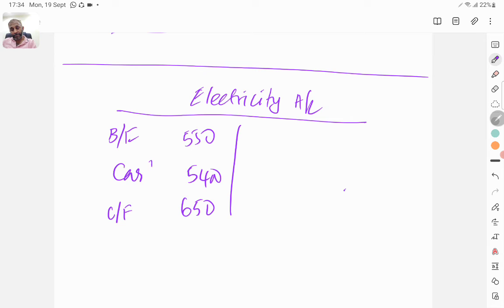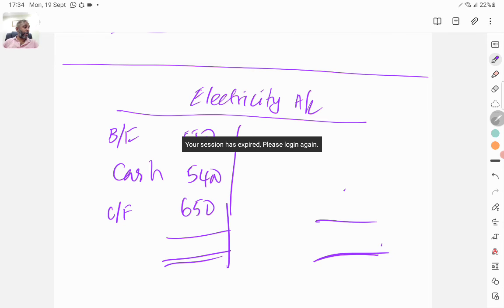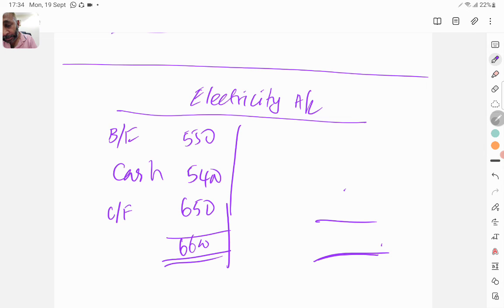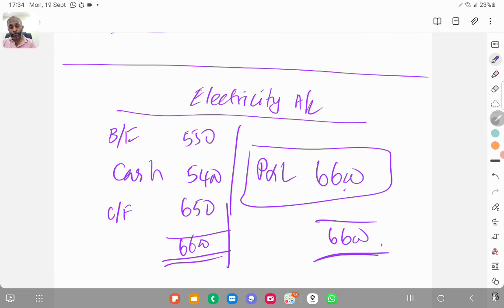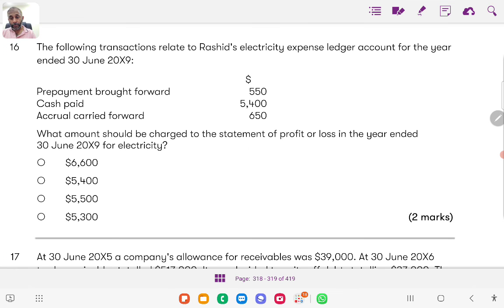That is cash. Now we balance this account. Simple as that. Let me grab my calculator. 550 plus 5,400 minus 650 comes to 6,600. This 6,600 will be reported in the profit and loss account as an expense. So this is the answer for this particular question. We have 6,600, that is option number 1.